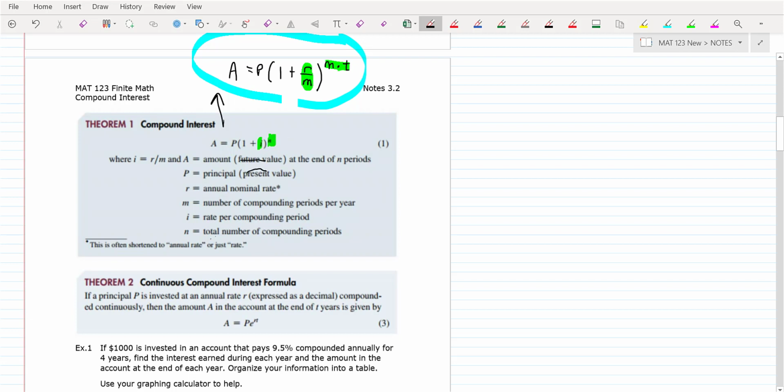This part that you want to pay attention to is I is equal to R over M. So when you see I in this formula, you take the interest rate and divide it by the number of times that you do interest. You don't have to write this down, but I just want to remind you of this. You can write it down if you feel like you need to. So if I said compounded annually, then M is 1 in that formula. That would mean you do interest one time during the year.